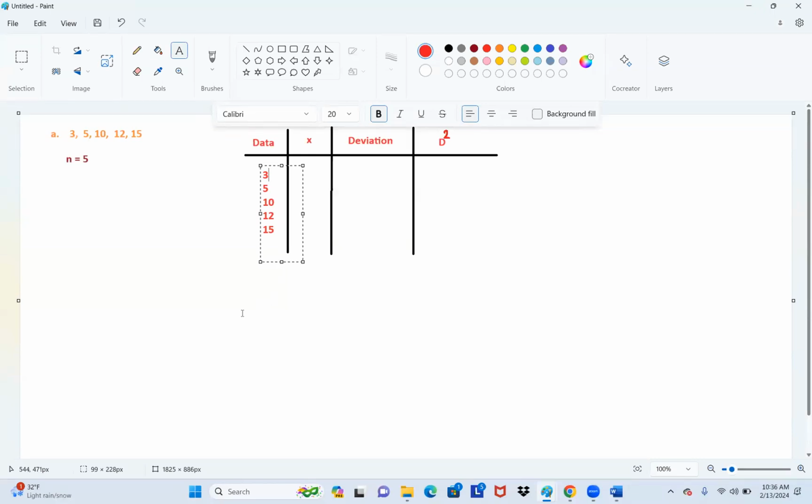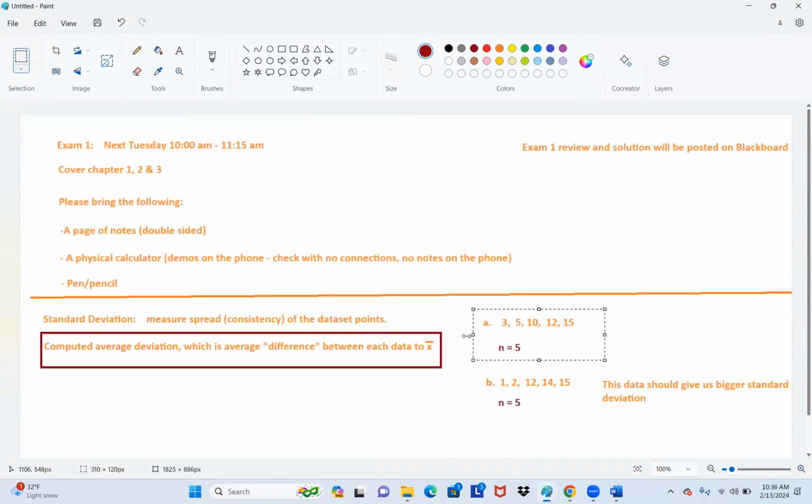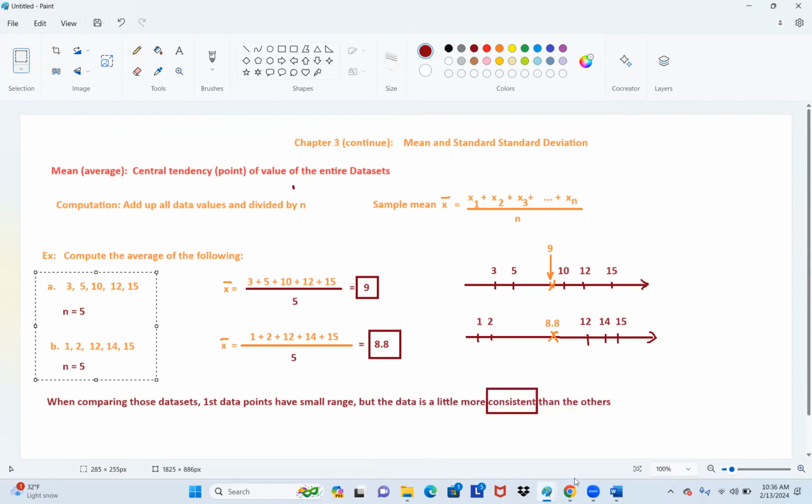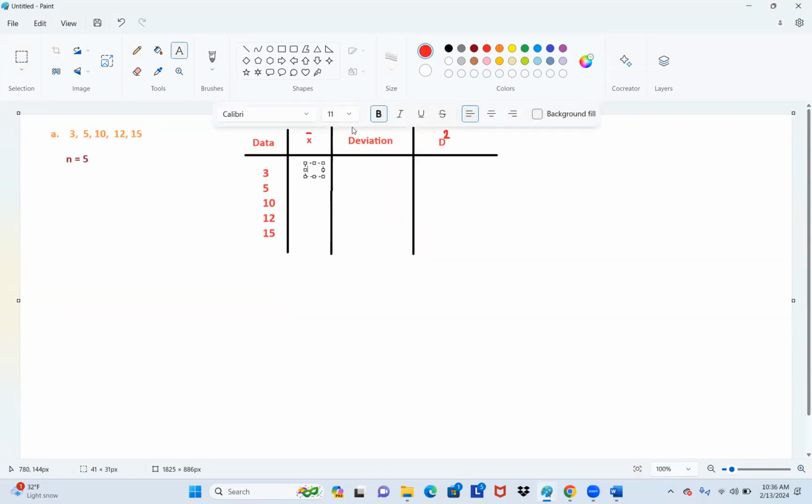Are we good with those? The first thing we have to do is just put all the data set down. The second thing is we put the X bar, which we computed. For the first data set we got the answer of 9, so put them down as 9.